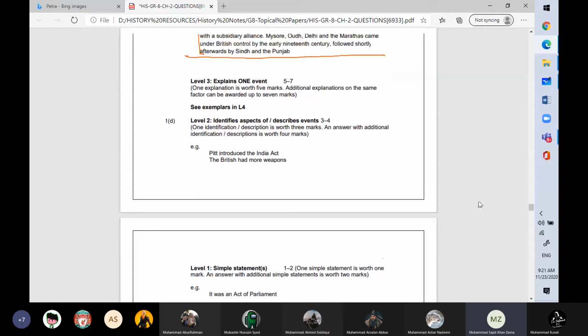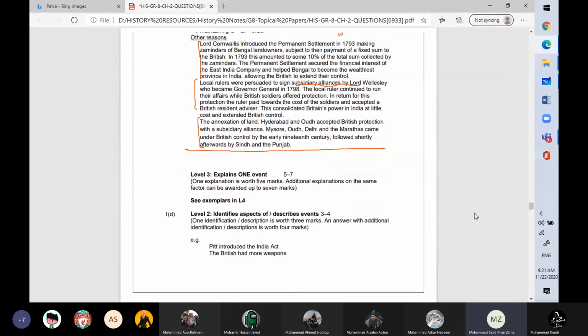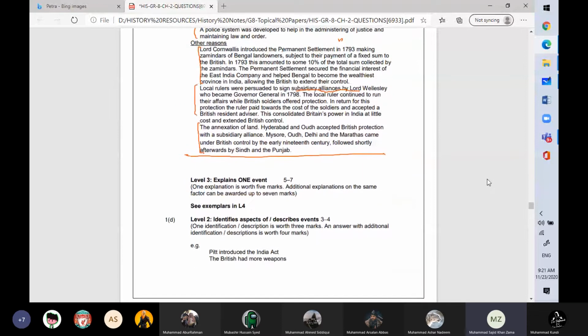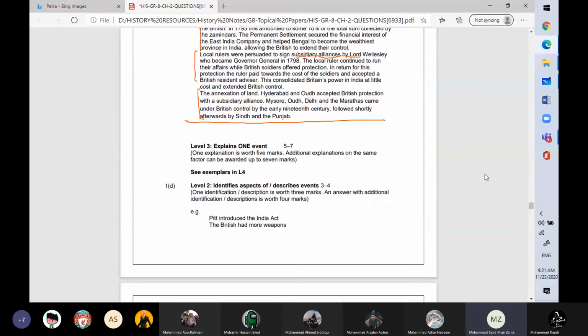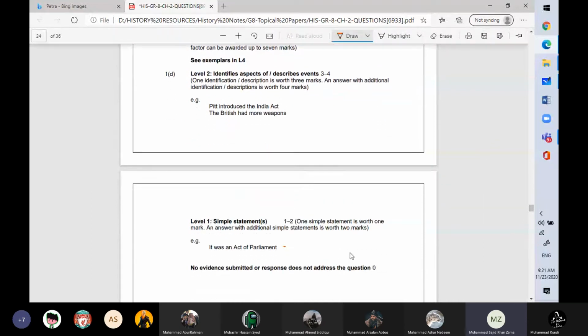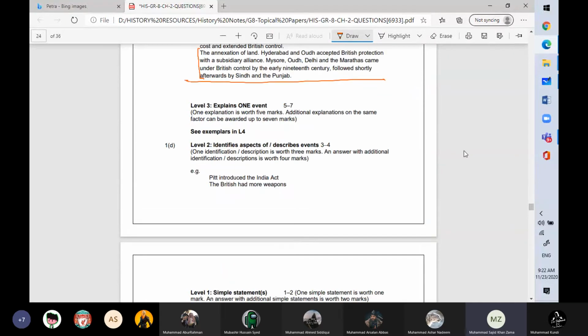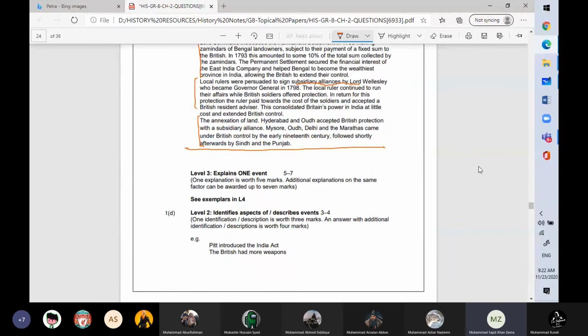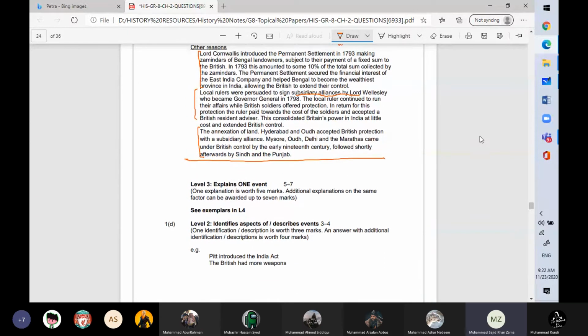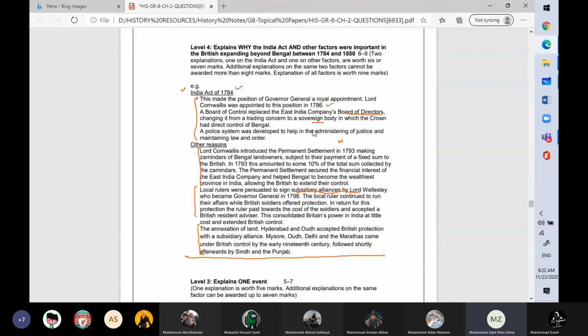Yes, sir. Okay, now in this question, you will write an intro statement. The intro statement could be a very simple one. You can see that it was an act of parliament passed by the British government in 1784. Okay. And then you will go on to explain this, right? An explanation of this, followed by one, two, three other reasons.